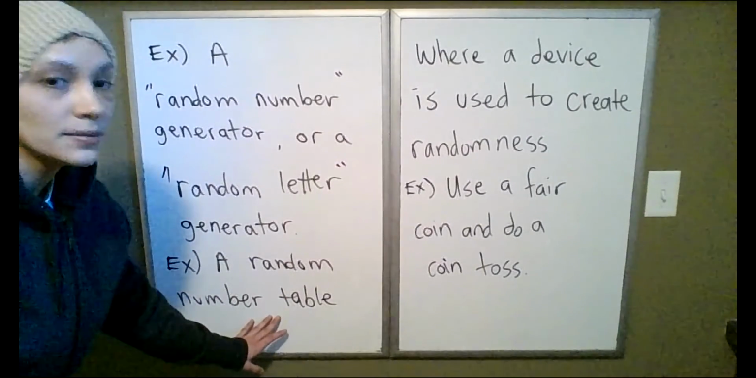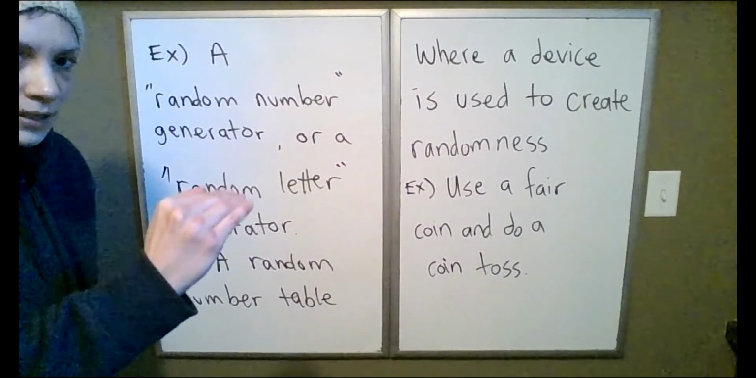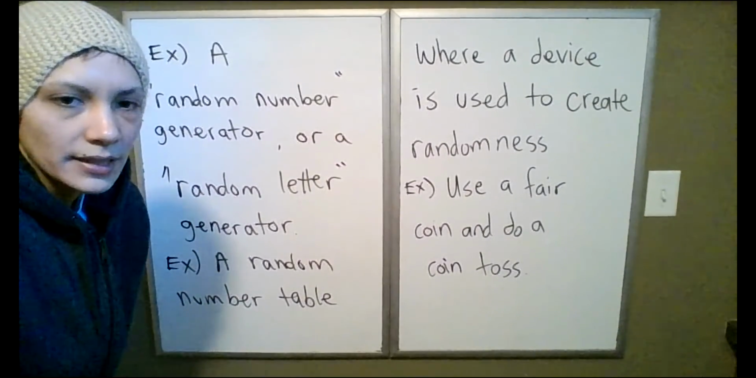So you just have a list of tons of numbers. You pick a place to start at the list, and you just go down the list, selecting people that would be in your sample.